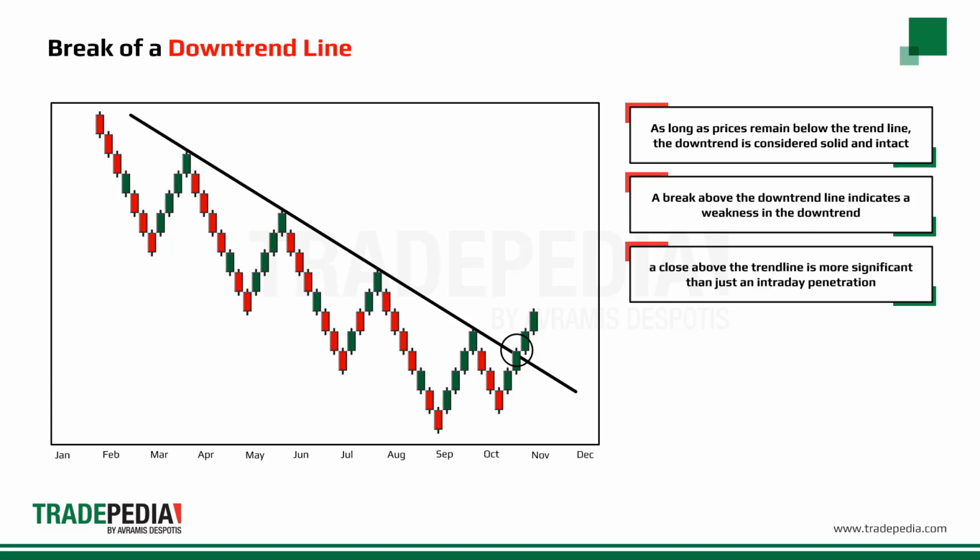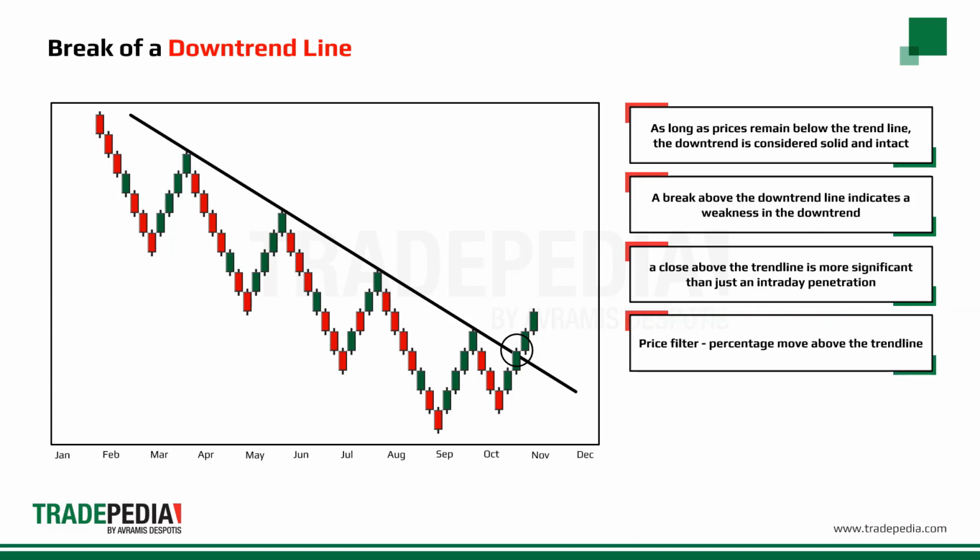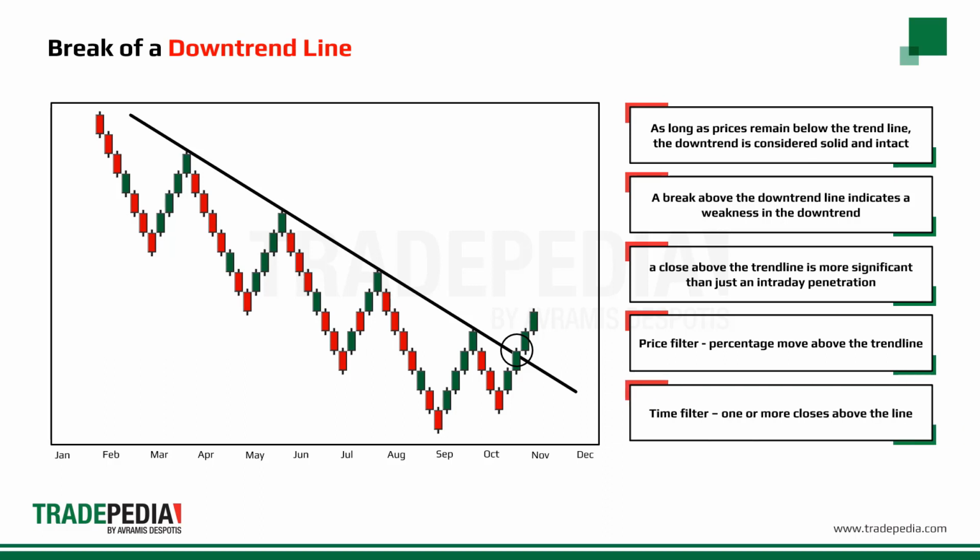As in the case of the uptrend line, we can use filters to confirm the break of the downtrend line. A price filter, where you wait for a certain percentage move above the line. Or a time filter, where one or more closes above are needed in order to confirm the break.